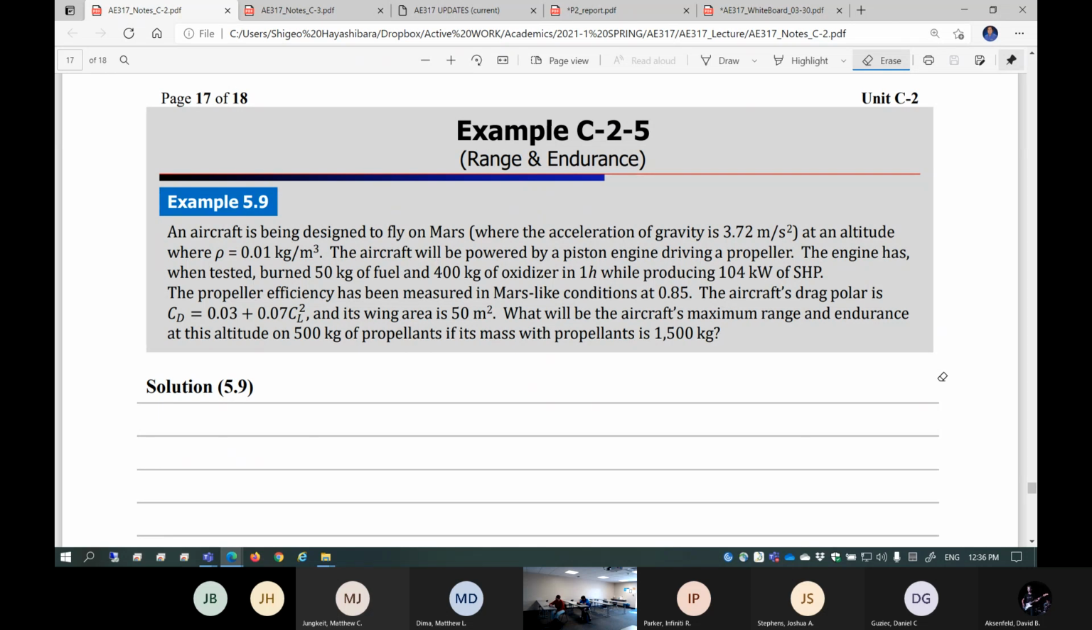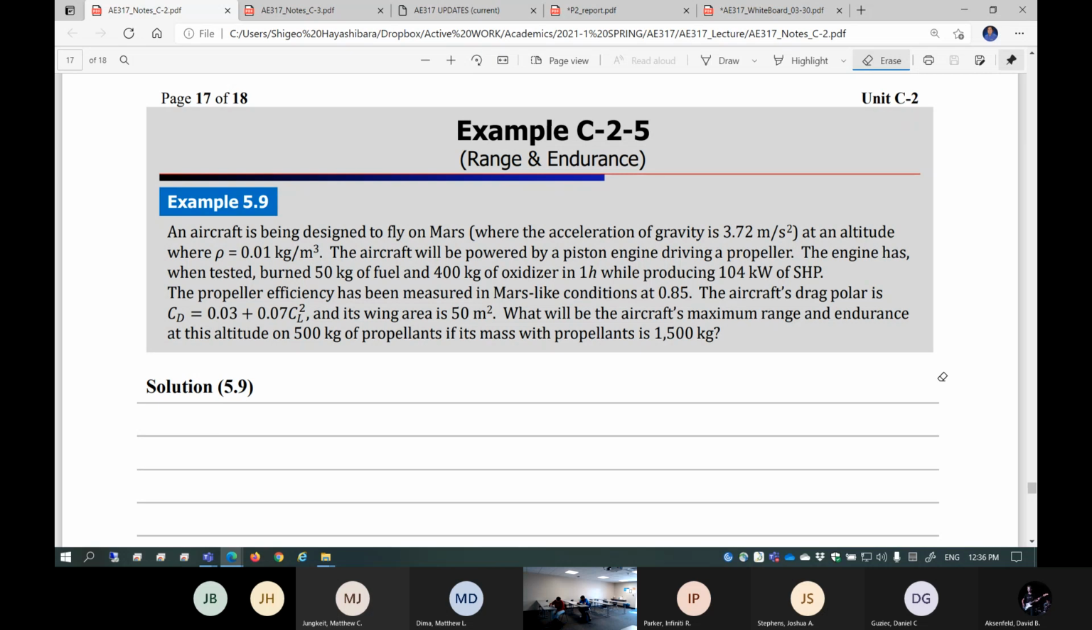meter per second squared. This is the acceleration of gravity. So Mars's gravity is quite a bit lower than Earth's. Earth is 9.8. Mars is about less than half. Okay. Altitude density is given. Density is 0.01 kilogram per cubic meter. Again, fairly thick, isn't it? No, it's not. Because our standard atmosphere at sea level is 1.125. So it's about, yeah, really thin air.